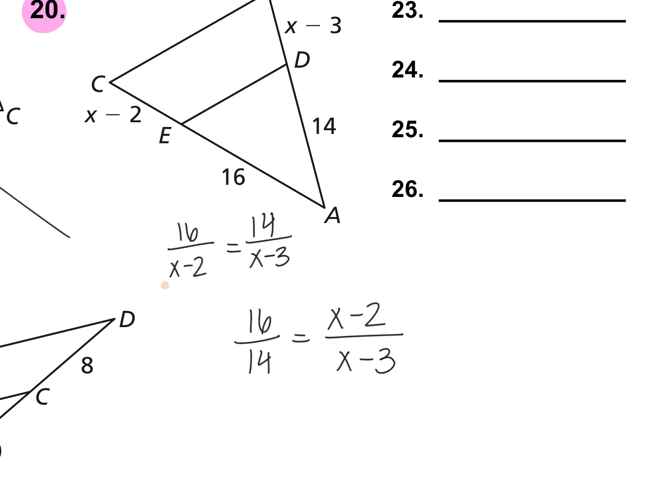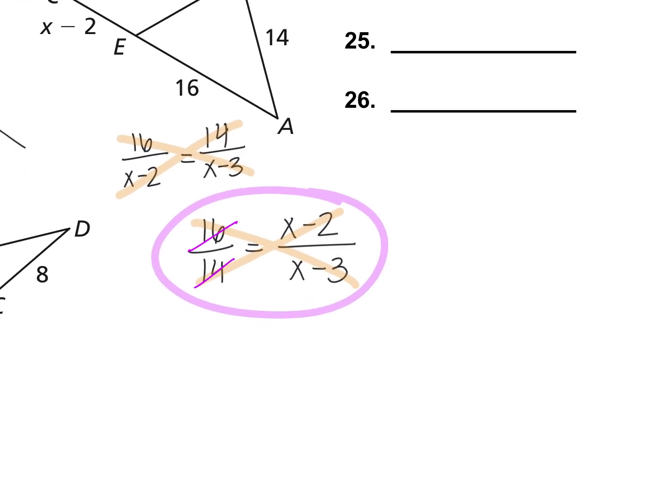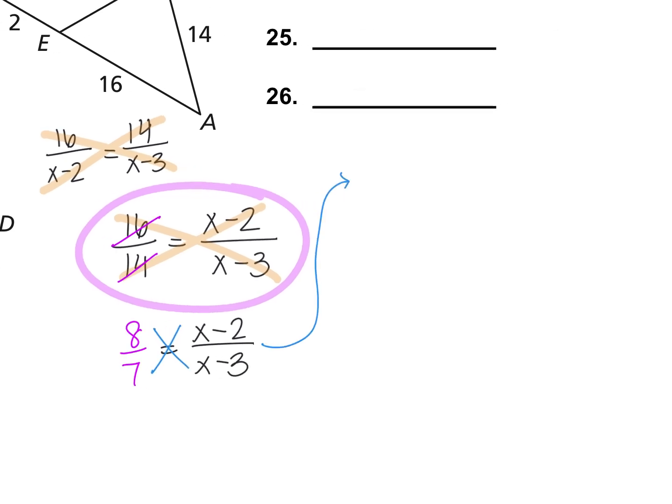Why could I set it up this way? Because if I were to cross multiply, I'm still going to get the same thing. The 16 is going to go with the x minus 3, and the 14 is going to go with the x minus 2. But for this one, I can simplify my fraction. 16 over 14 simplifies to what? Yes, 8 over 7. And then I have x minus 2 over x minus 3. Cross multiply. I'm going to get 8x minus 24 equals 7x minus 14.